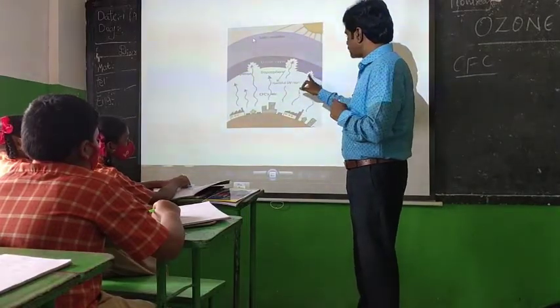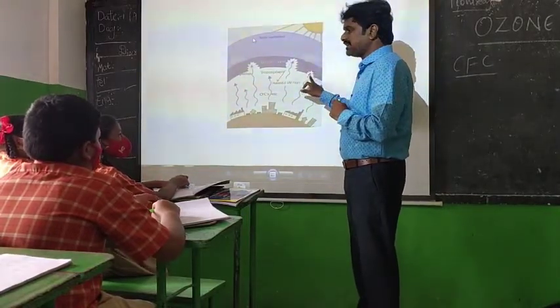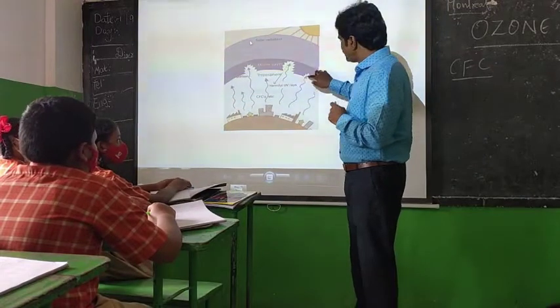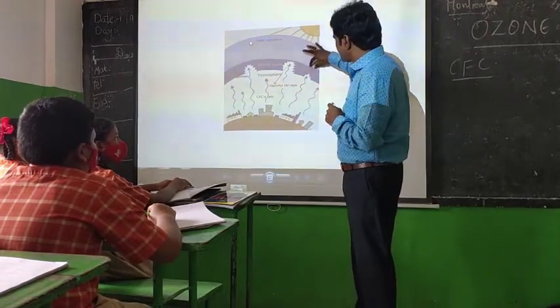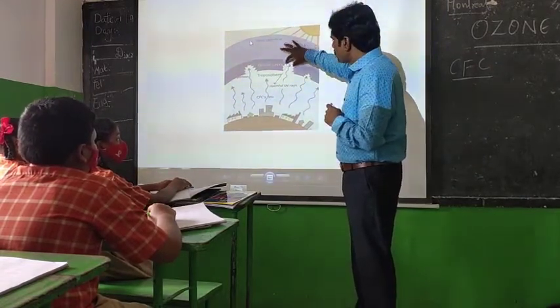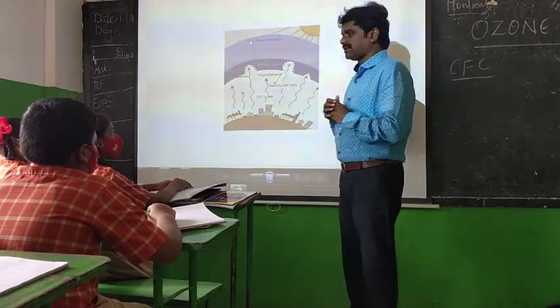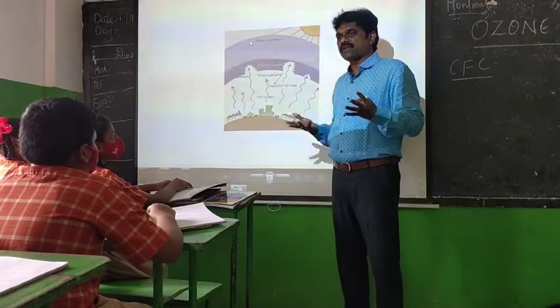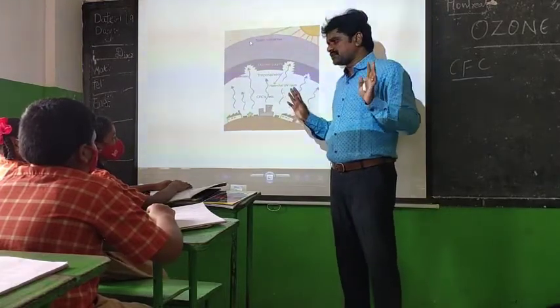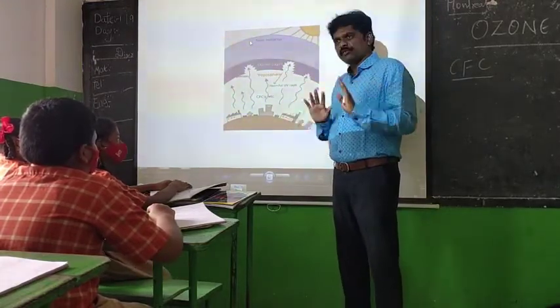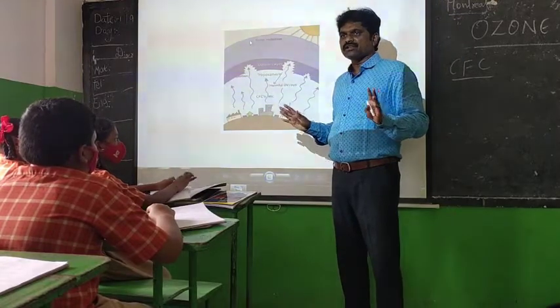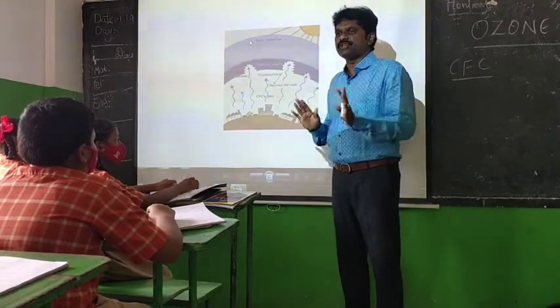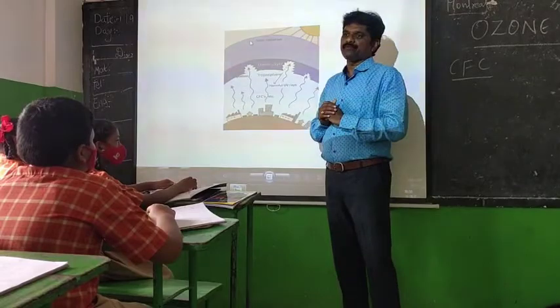So what is happening to this ozone layer? It is getting depleted. If this happens completely, a big hole will be there, and the sun rays will fall directly. Then the problem starts. If the sun rays fall directly, everybody will be in danger. Plants will be in danger. Human beings will be in danger. Is it clear? So all will be in danger if the ozone layer is depleted.